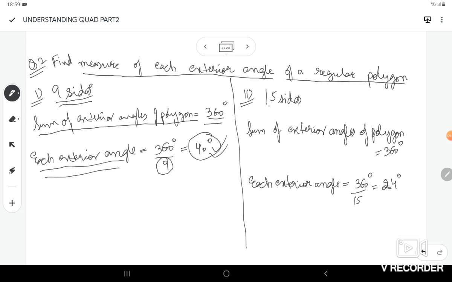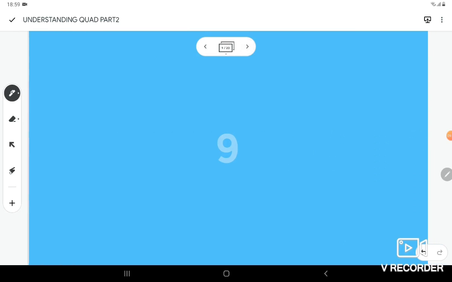Now if it says there are 15 sides, using the same property as used in the part of 9 sides, the sum of the exterior angles of a polygon is equal to 360, and dividing it by the number of sides, we get each exterior angle, which gives the value as 24 degree.